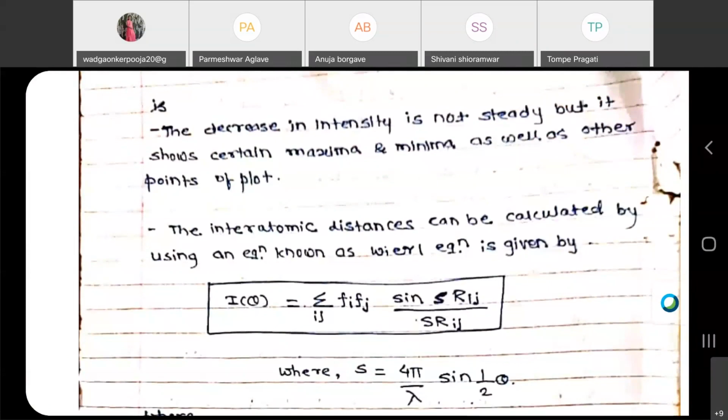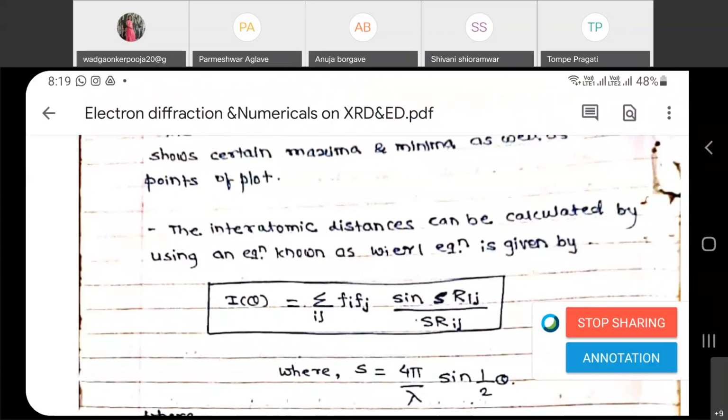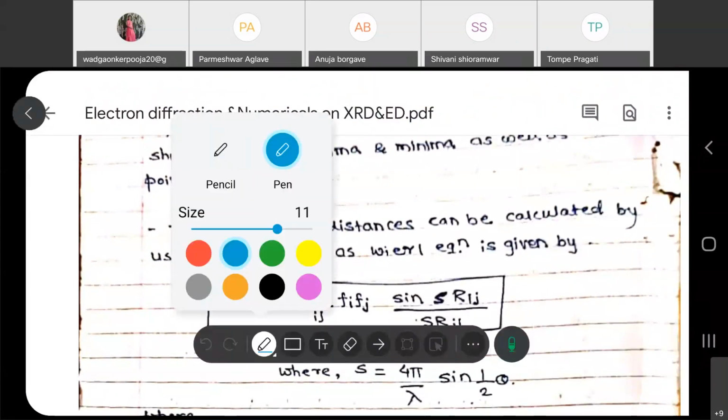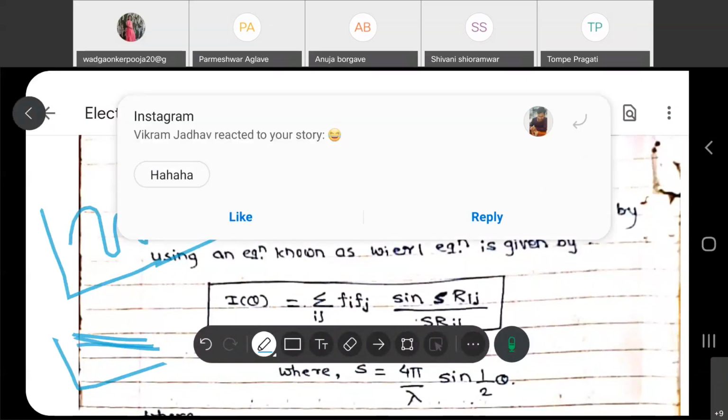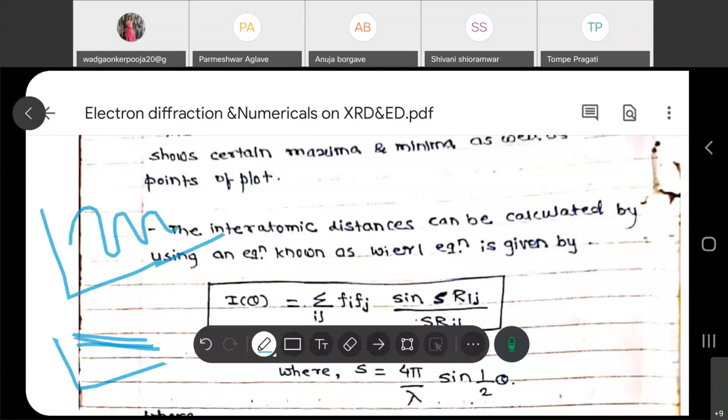You should ask me one question, ma'am. Whatever the scattering angle and scattering intensity, we say it is decreasing, but there is no steady decrease in the scattering intensity. Was there a steady decrease there? Not at all. If it were decreasing steadily, it should have looked like this, but it is not decreasing like that. So it does not have a steady decrease in intensity with respect to the increase in scattering angle.